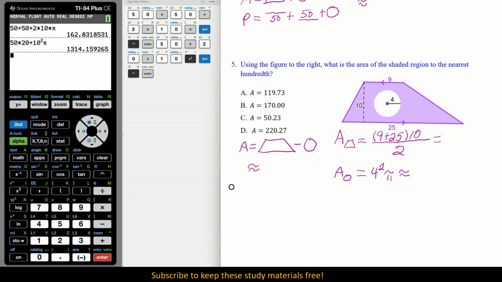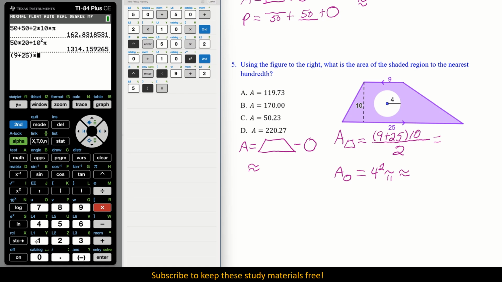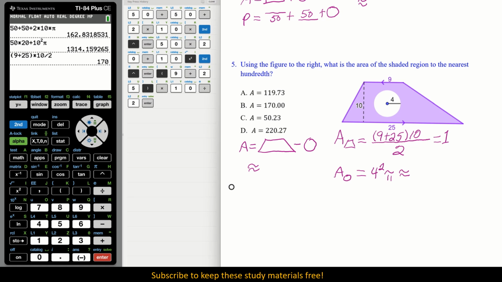I'm going to use parentheses, 9 plus 25, close my parentheses, and we are multiplying that times 10. Really, we could have multiplied that by 5, but 10. And then our order of operations is safe. We can say divide by 2 and push enter. 170, and I agree with that. That means that option B is incorrect. They're trying to trick you.